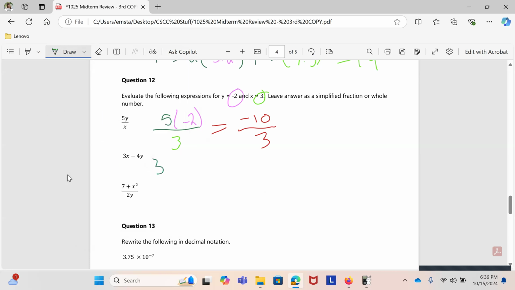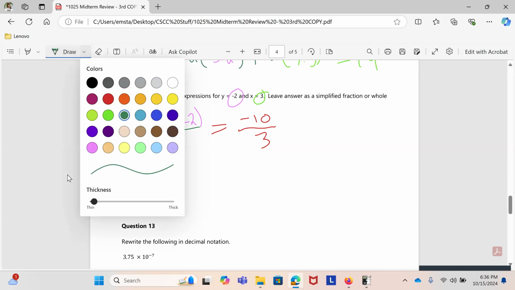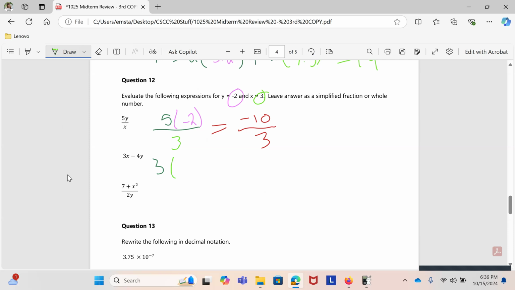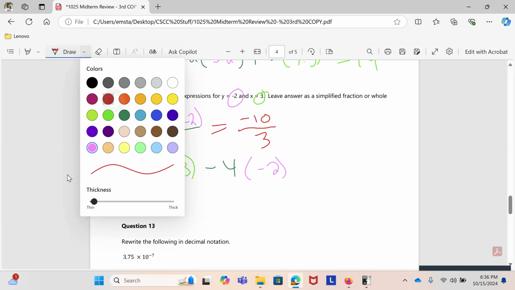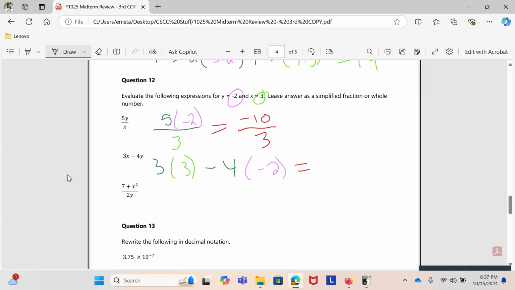Second one is 3 times, what am I putting in place of the x? 3. Perfect. And that one is tricky because whenever they throw the second one in first, it just messes people up. And then we have minus 4 times what goes in place of y? -2. Yep, perfect. Again, you could type this right into your calculator. This is probably one you could do by hand as well. End up with 3 times 3 is 9. -4 times -2 is positive 8. I get 17. Questions?